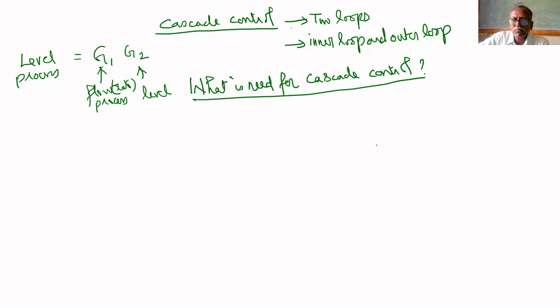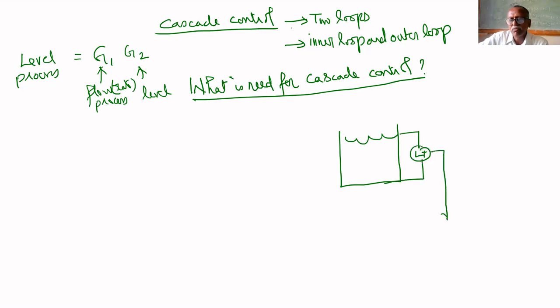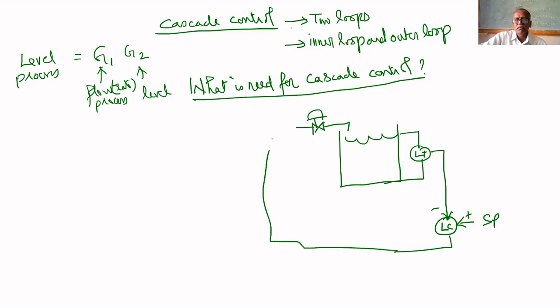I'm having a level process. Level transmitter is there. The level transmitter output is given to the level controller, that is a PID controller. Set point is given here. The output of the level controller regulates the valve, and the valve regulates the input to the level process.